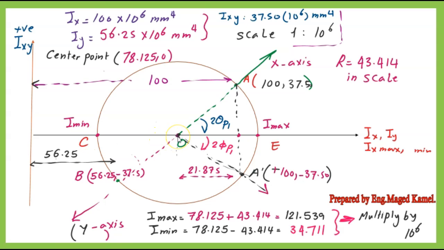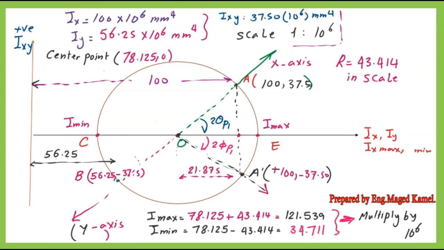Point O coordinate is obtained from the relation Ix plus Iy over 2 equals 100 plus 56.25 all divided by 2 equals 156.25 divided by 2 equals 78.125 units. Coordinate of O is 78.125, 0 as units.